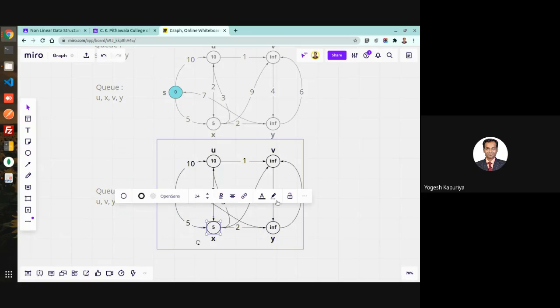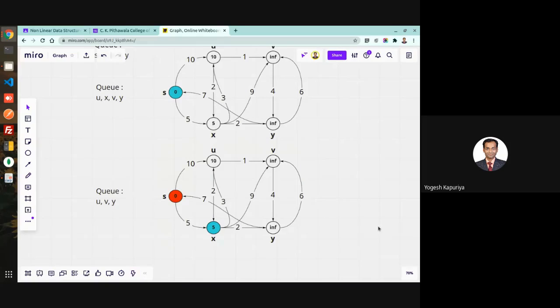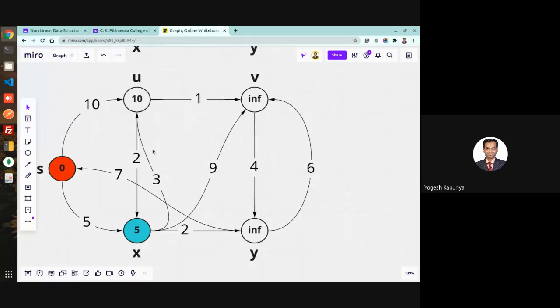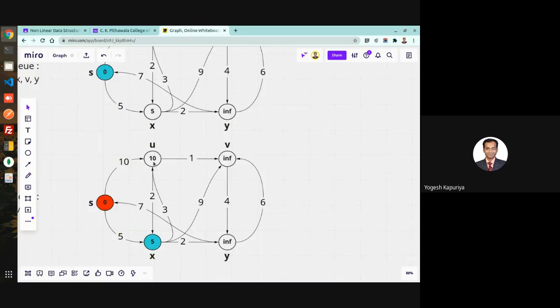Again you will check all the adjacent vertices of X. Now check what the adjacent vertices of X are. There is one edge going this way, so U is an adjacent vertex. The second one is this, so V is adjacent. The third one is this, so Y. These are the three adjacent vertices of X: U, V, and Y. Now let us update the distance of all of these.